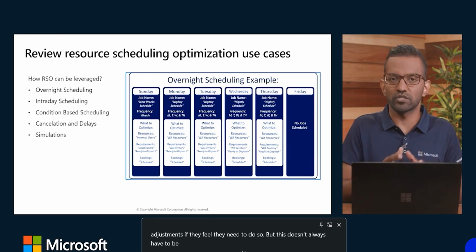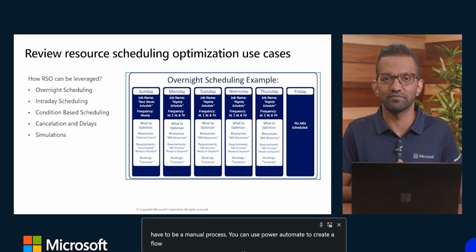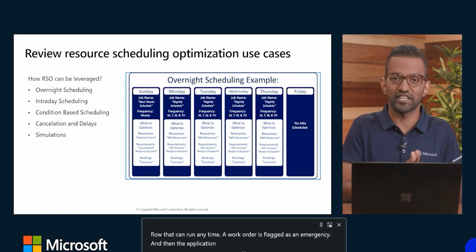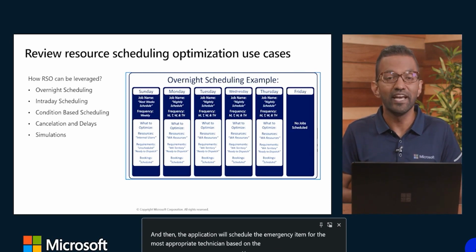You can use Power Automate to create a flow that can run any time a work order is flagged as an emergency. And then the application will schedule the emergency item for the most appropriate technician based on the defined criteria in the application. Let's take a look at one such demo in Dynamics 365.